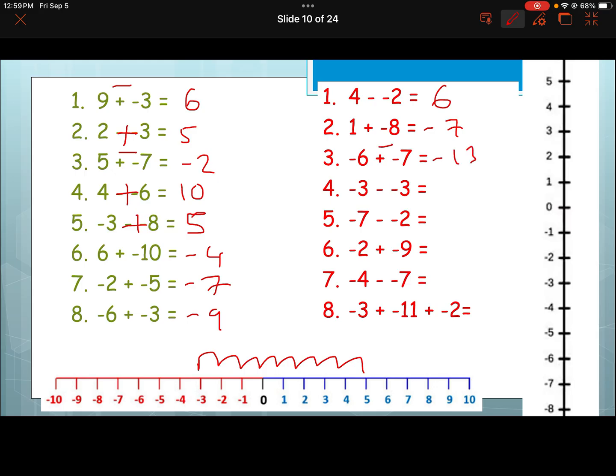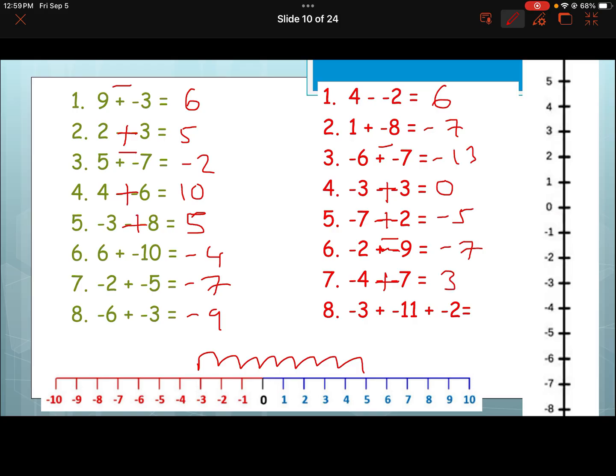This is -3 plus 3, so that's 0. This is -7 plus 2, which is -5. This is -2 subtract 9, which is -7. This is -4 plus 7, which is 3. But again, use the number line if you want to.